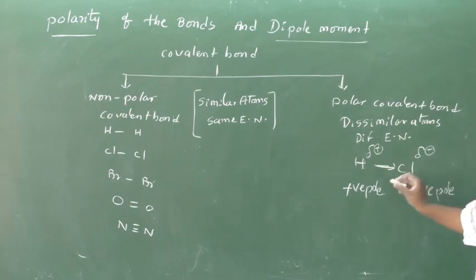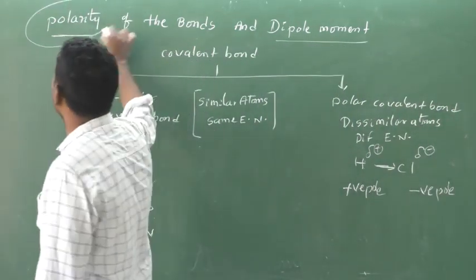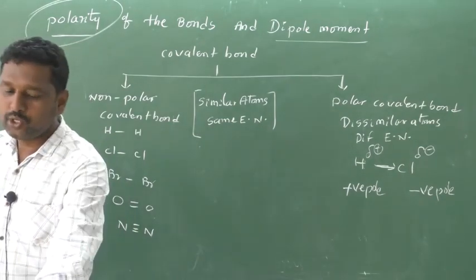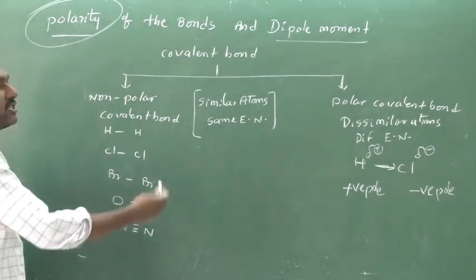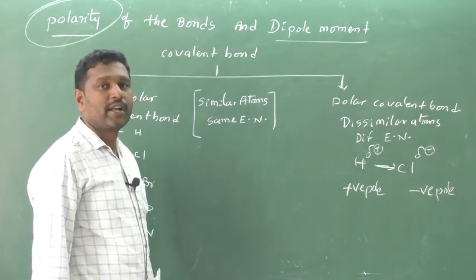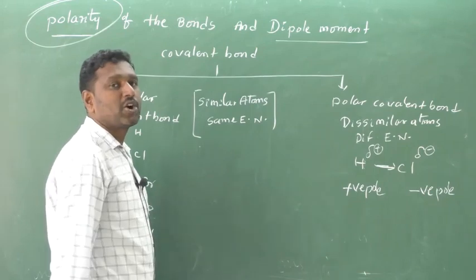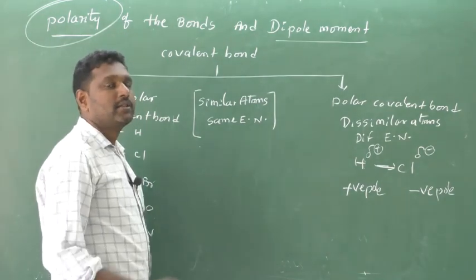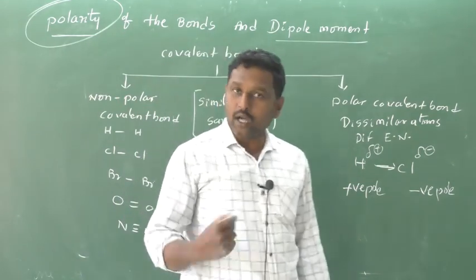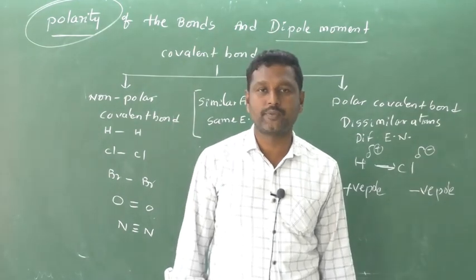This type of covalent bond is called a polar covalent bond, and this molecule is called a polar molecule. The property is called polarity. We observe this in dissimilar atoms, which have different electronegativity. In a polar molecule, the property is called polarity. Molecules which exhibit polarity also exhibit one more property, called dipole moment.